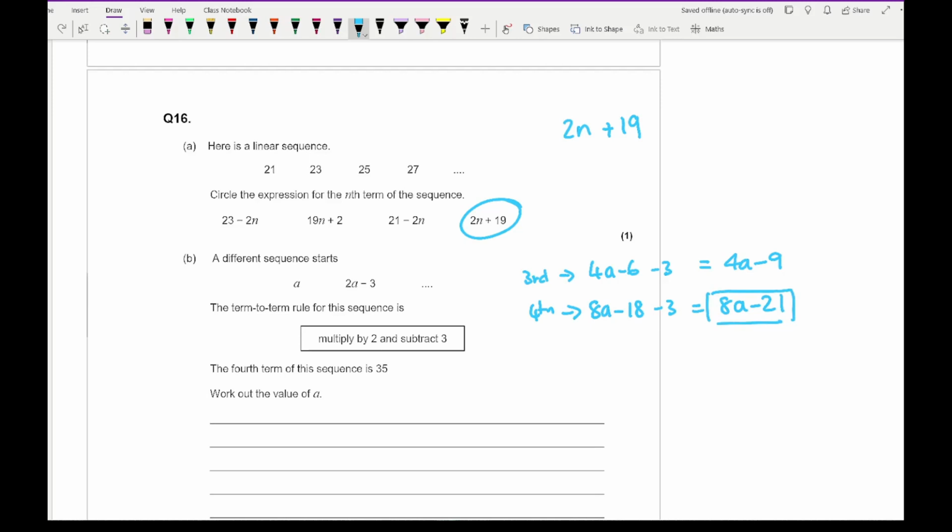Then it says that the fourth term is equal to 35, so I need to make this 8a minus 21 equal to 35. So here then I've got 8a equals 21 plus 35, which gives me 56. So then a equals 7.